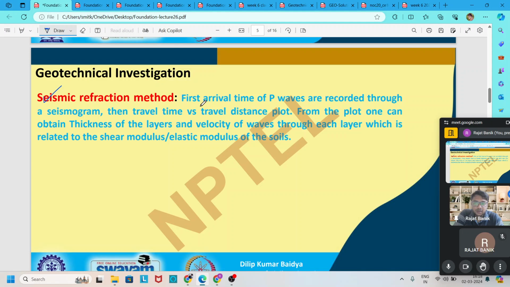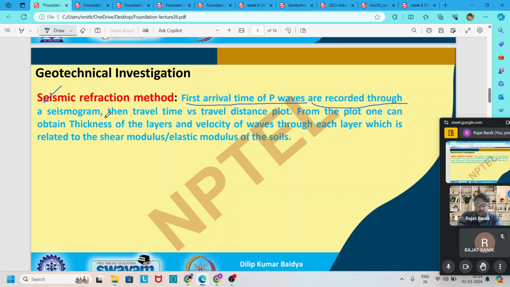In the seismic reflection method, we observe the first arrival time of P waves. When there is a disturbance in the ground, the first generated wave is the P wave. After the P wave, it will generate the S wave. In an earthquake also it happens this way. The first arrival time of the P wave is recorded through a seismogram. Seismic waves are recorded by a seismogram, which is one of the instruments to record the seismic wave.